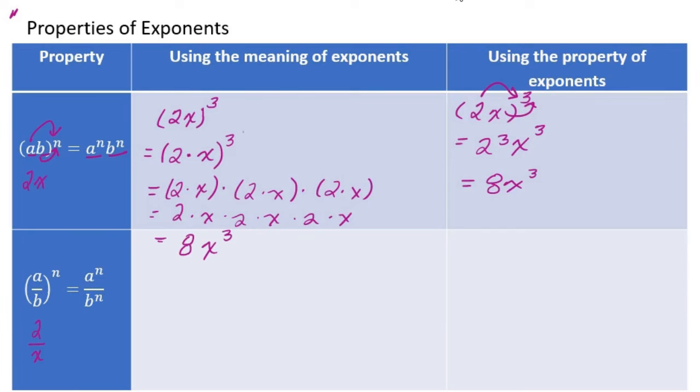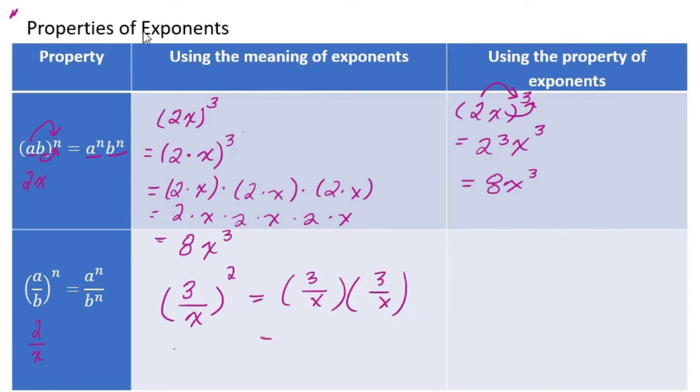The process when we've got a quotient, so when we're dividing, is very, very similar to that of this multiplication property. So, for example, if I've got 3 over x, and all of that is raised to the power of 2, let's see what happens. Well, if everything is raised to the power of 2, that means everything here, 3 over x, is multiplied by itself twice. So we have 3 over x times 3 over x.